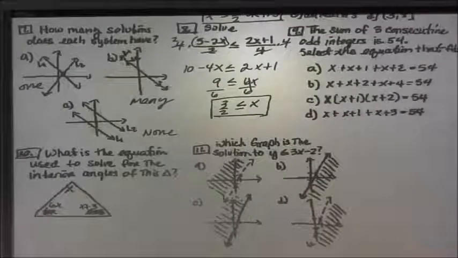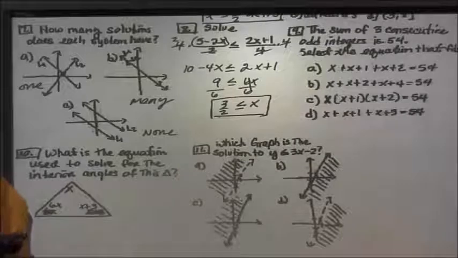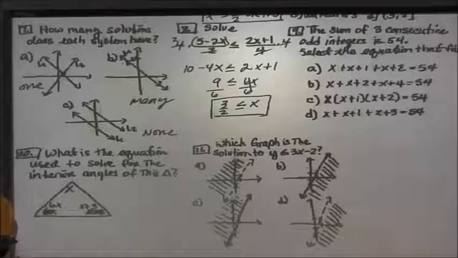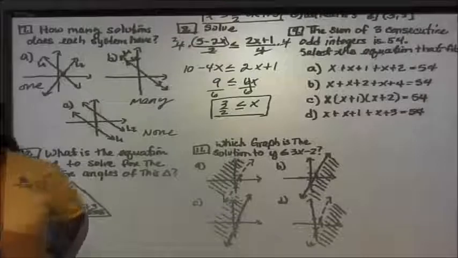Number 9. It says the sum of 3 consecutive odd integers is 54. Select the equation that fits. So on the test, they may ask you just to set up the equation, or they may ask you to actually solve for the number. But either way, you still have to have the right setup.